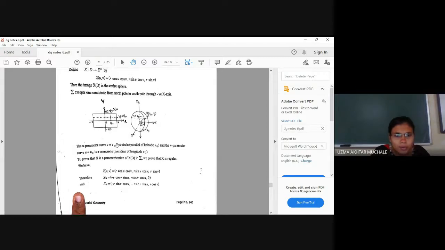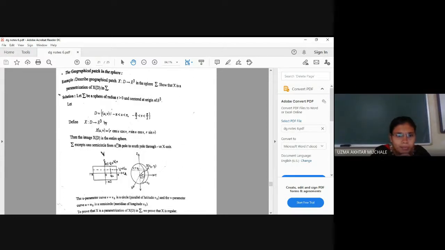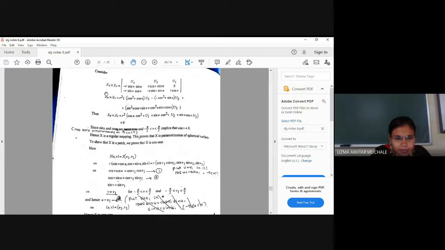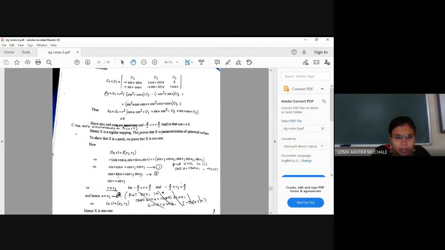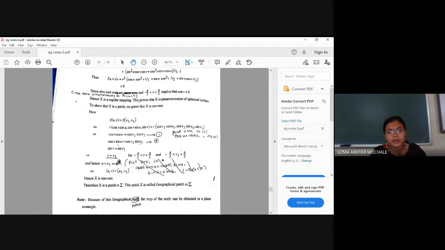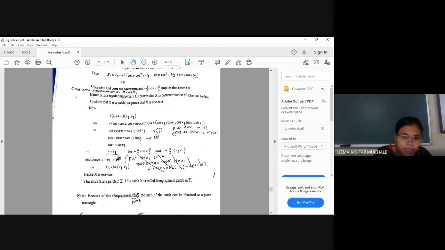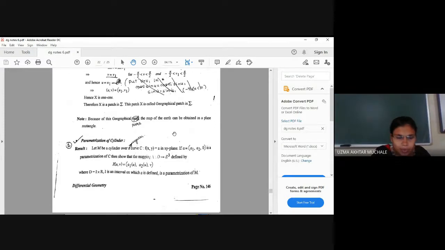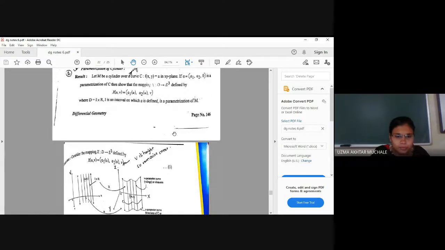And if you want to show the mapping is a parameterization, what is the meaning of parameterization? First we have to show x is regular, and this proves that x is a parameterization. Now if you want to show it is a patch, we have to show it is regular as well as one-one, which means that it is a coordinate patch, which means that it is a patch.